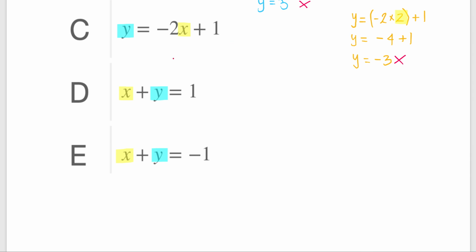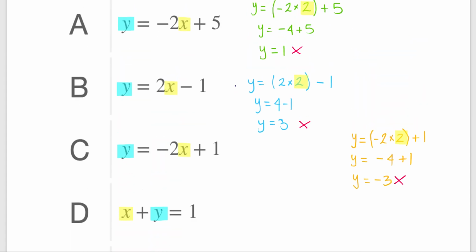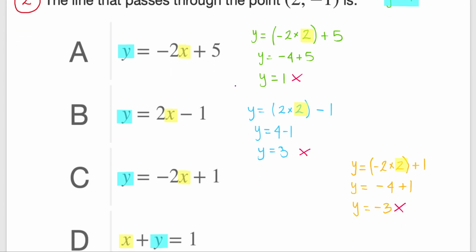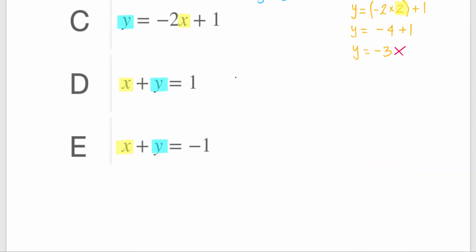So let's do D. I'm going to use this rule now, and for that one I'm going to use purple. So I'm going to do x is equal to 2 and y is -1. I'm going to sub in both numbers. So I'm going to do 2 minus (-1) equals 1. So 1 equals 1, because the left-hand side is equal to the right-hand side. That means that this is the answer. Because I got to 1 equals 1, that's right. So this is going to be my answer.